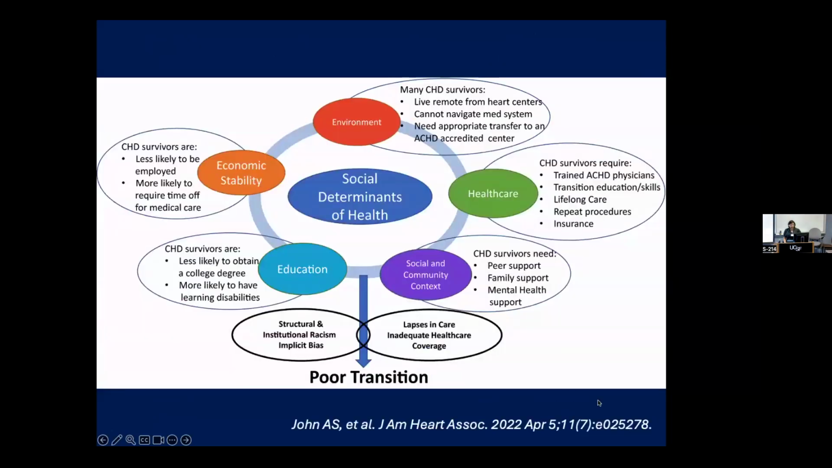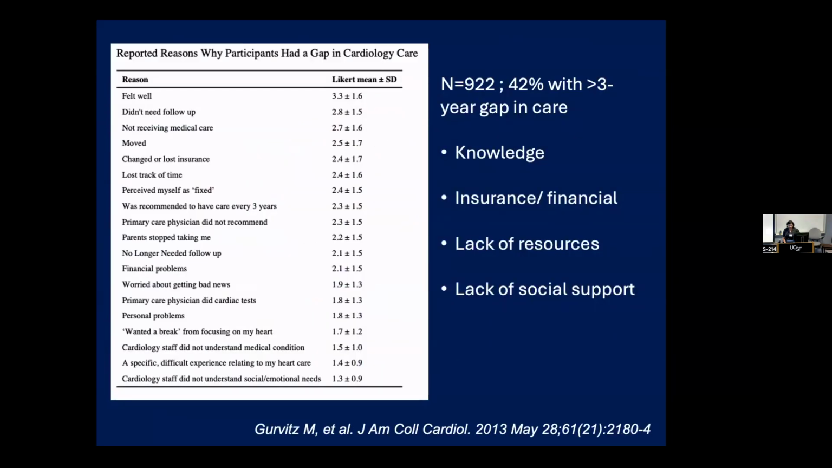And all of these challenges are further exacerbated by various social determinants of health-related factors for these patients. This is further evident in this multi-center survey study of 922 patients, where common reasons for gaps in cardiology care for these congenital heart disease patients were related to lack of knowledge, insurance or financial issues, lack of resources, and lack of social support.